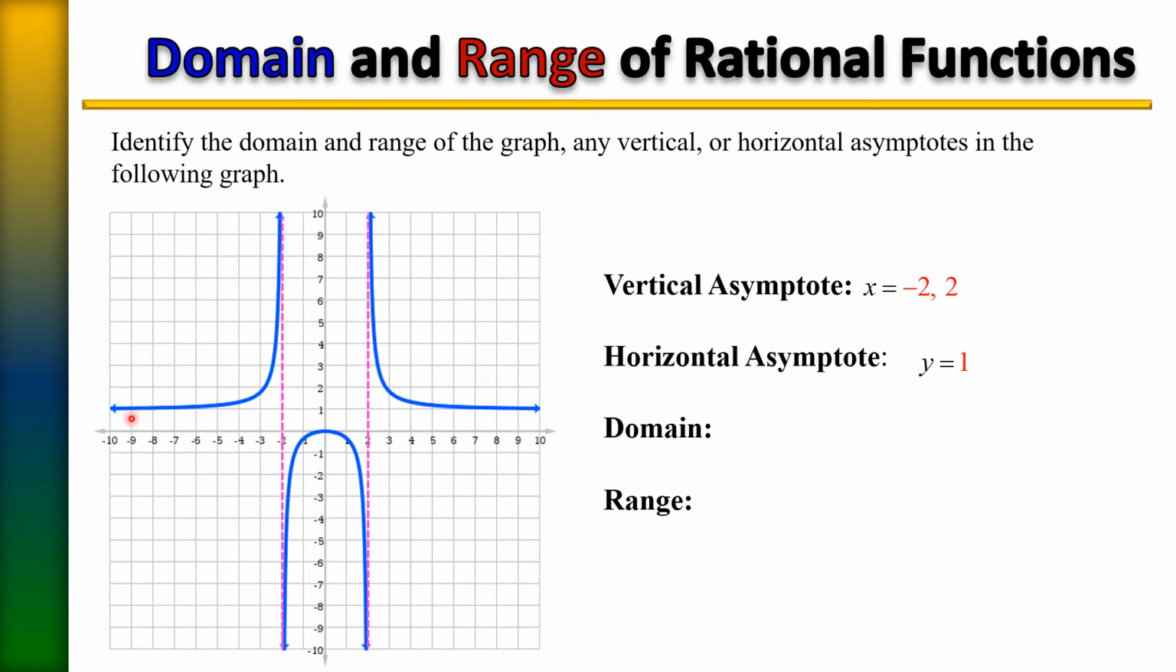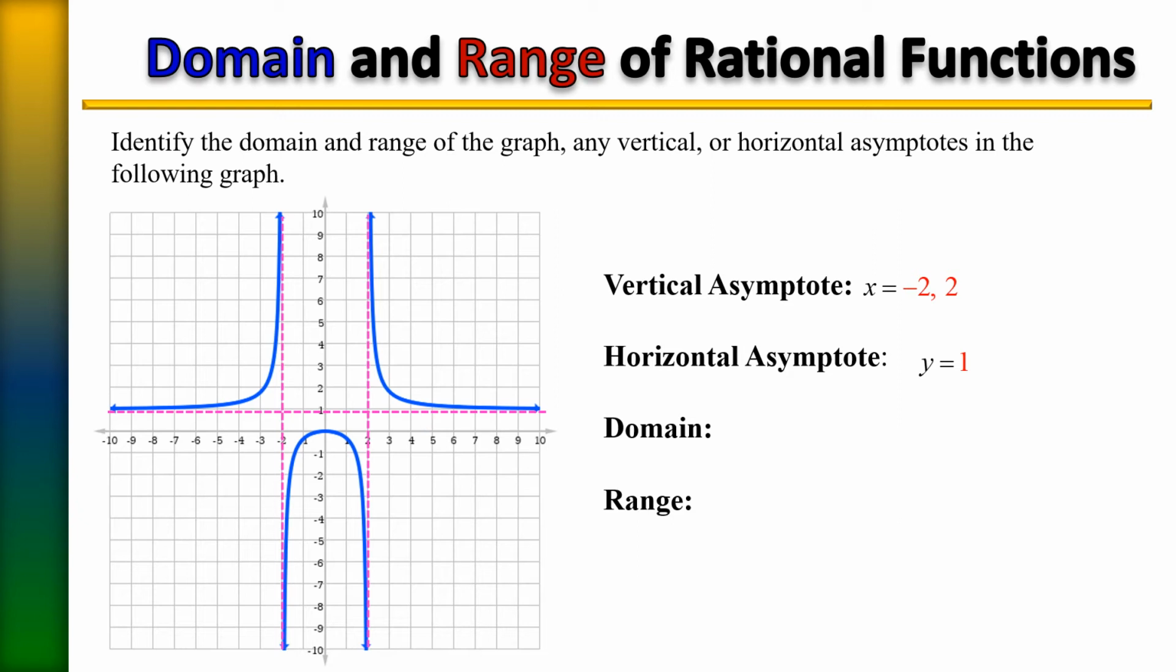Because notice here is where the horizontal asymptote will be. So it wouldn't be down here like you may think it would be, there at 0, but no, it's right there at 1. Now let's find the domain.